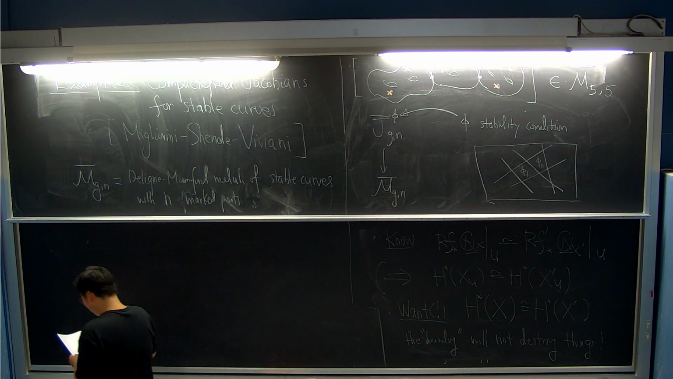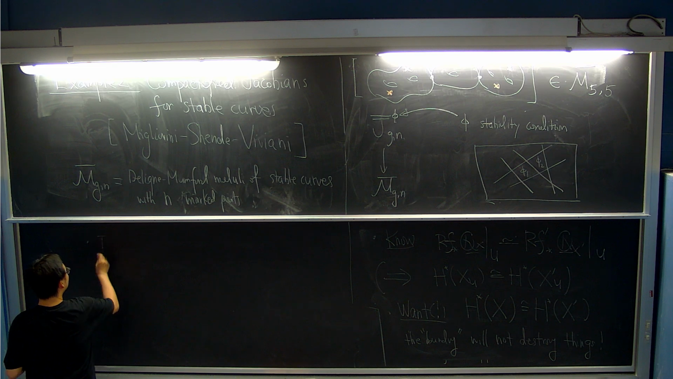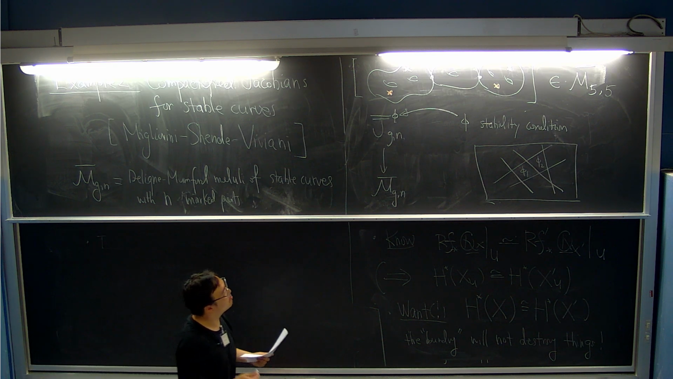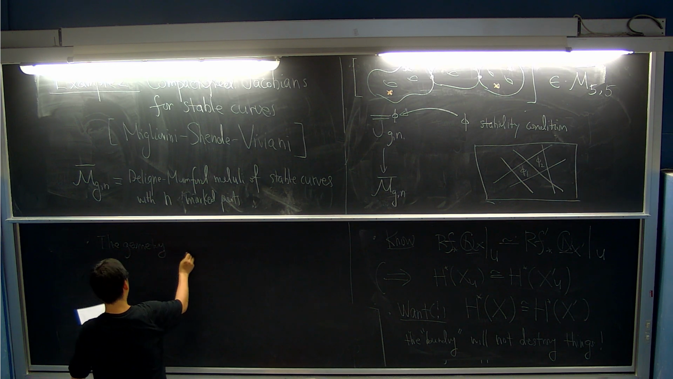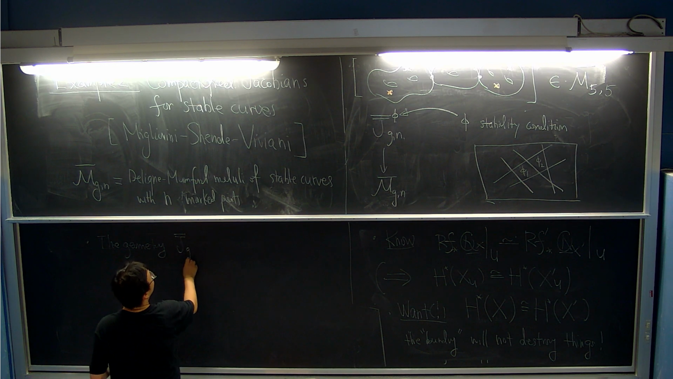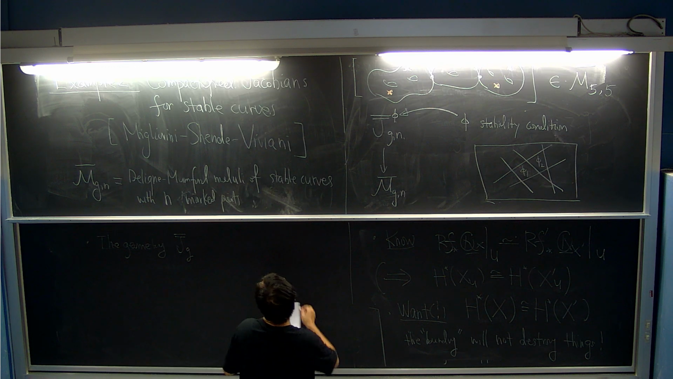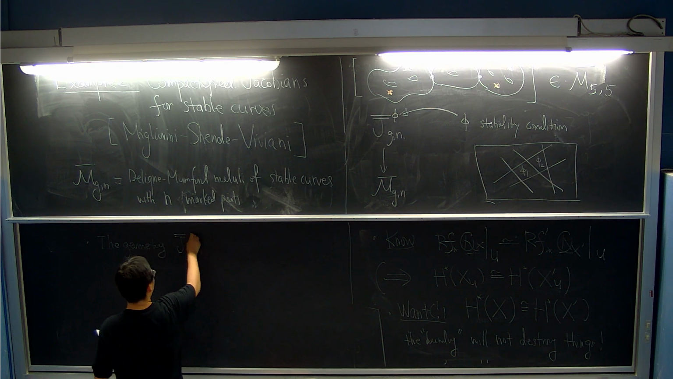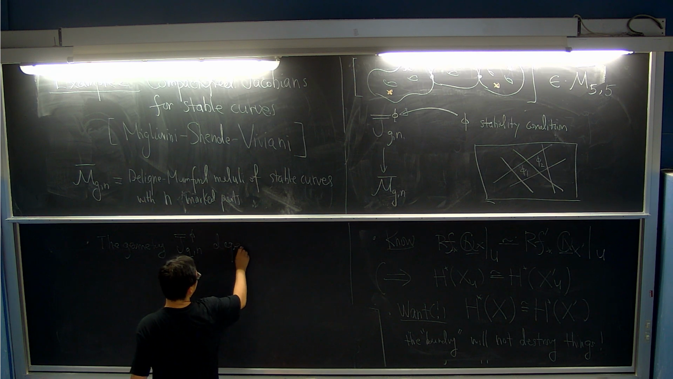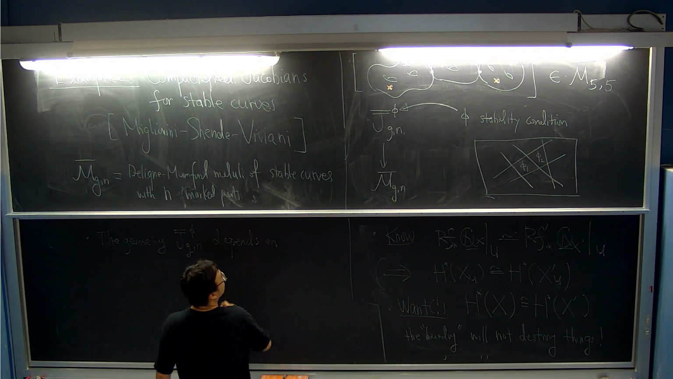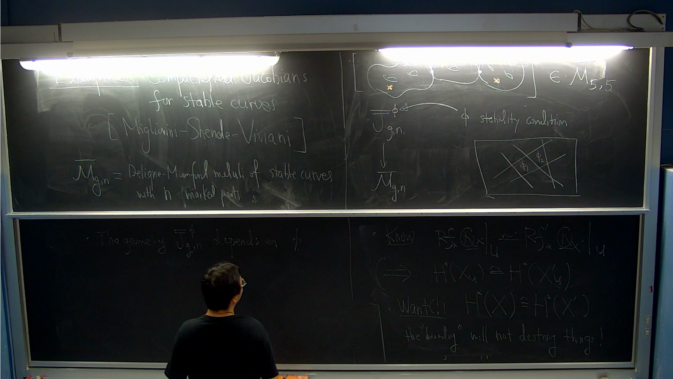But actually this step cannot be avoided, because the geometry of this compactified Jacobian, let's give it a name, it's a compactified Jacobian, depends really on the choice of phi. If you choose different phi, you will get different varieties.